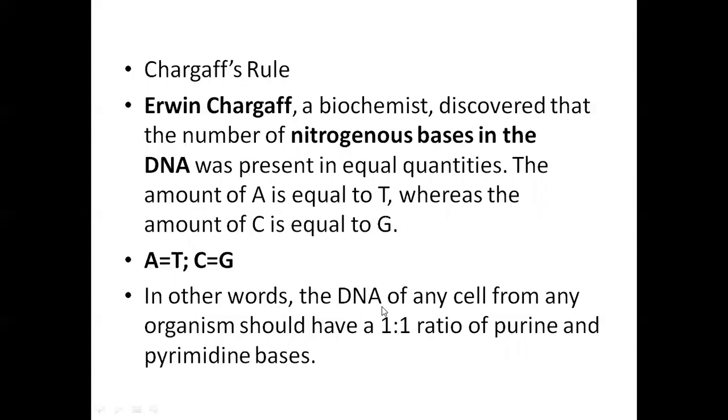In other words, the DNA of any cell from any organism should have a 1:1 ratio of purines and pyrimidine bases. It is very clear that a purine is pairing with a pyrimidine. So obviously, the total number of purines should be equal to the total number of pyrimidines. Then the ratio will become 1:1 purine to pyrimidine bases.